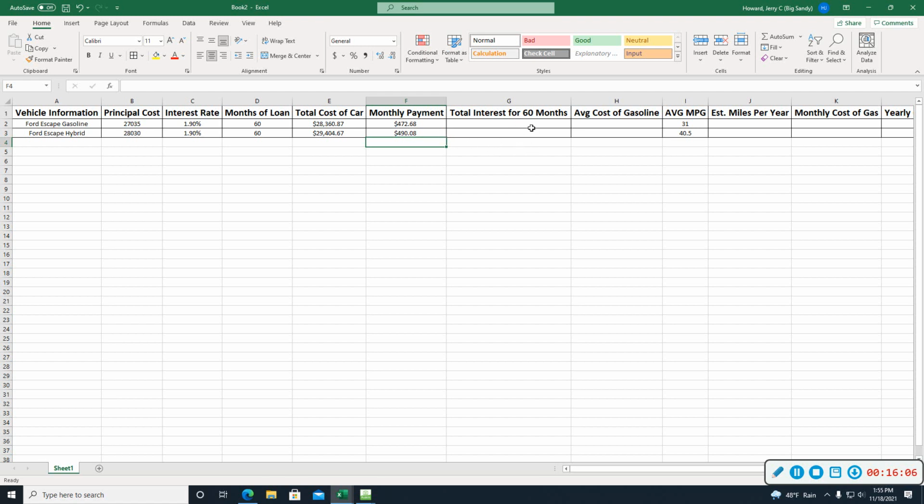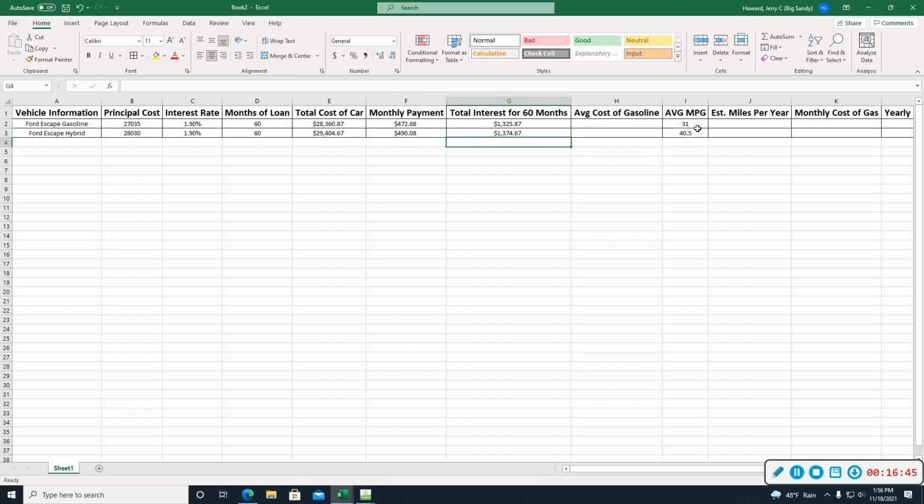So now, total interest for 60 months. How do we get that? Total interest. Well, all you have to do is take the principal cost, and then, of course, the total cost of the car, and minus the principal. So let's do that. Equals total cost minus principal, and that's the interest for 60 months. Let's do the next one. Equals this minus principal cost. Enter. So not a whole lot of difference there.